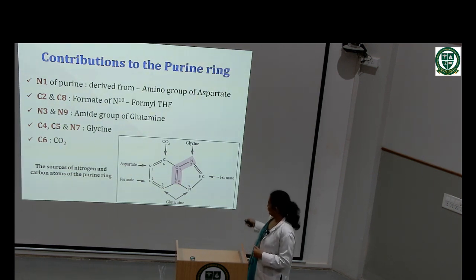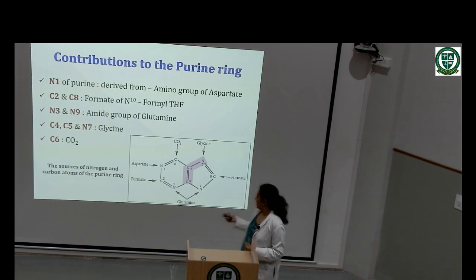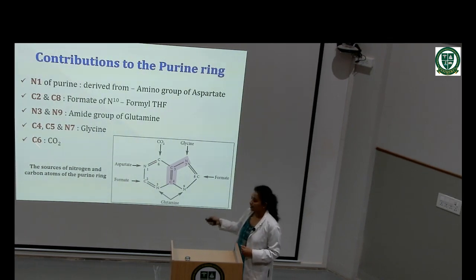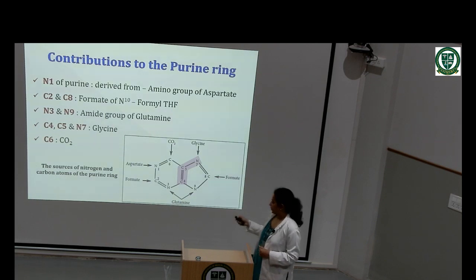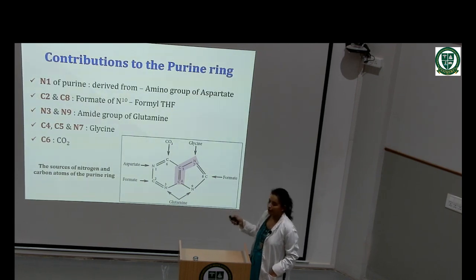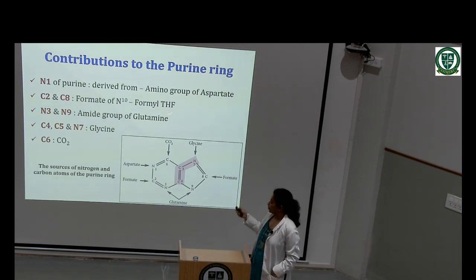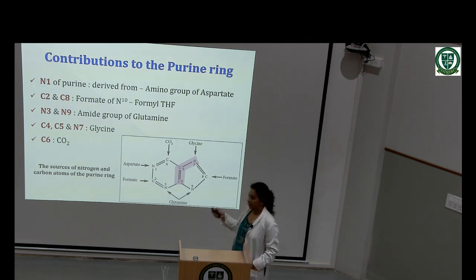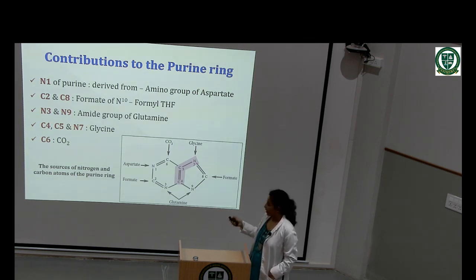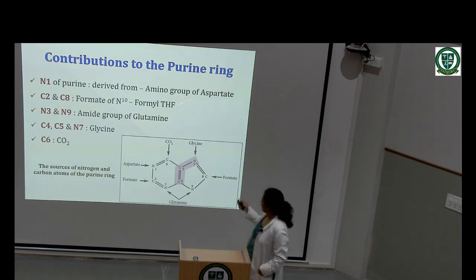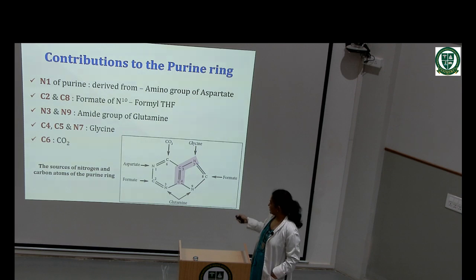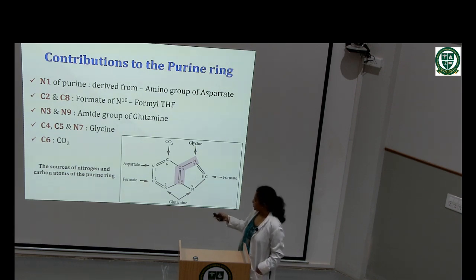Then C4, C5 and N7 are contributed by glycine, which is the simplest amino acid, and C6 is contributed merely by carbon dioxide. So I repeat, N1 of purine is contributed by the amino group of aspartate. C8 and C2 are contributed by N-formyl tetrahydrofolate. The nitrogens at positions 3 and 9 are contributed by glutamine. Okay, these two are amine group containing amino acids. C4, C5 and N7 are contributed by glycine, and C6 is solely contributed by carbon dioxide.